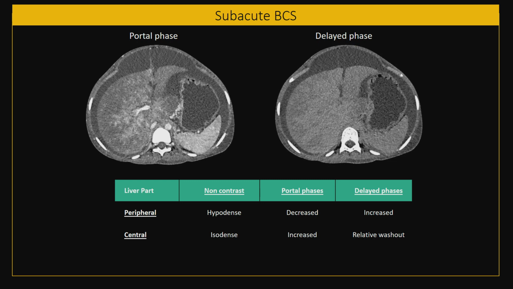So inflow is maintained, so centrally in the portal phase you will have hyperenhancement, but in the delayed phases, because of the presence of multiple hepatic veno-venous collaterals, what happens? There is a progressive increase in the peripheral liver parenchyma enhancement. So in the delayed phase, the peripheral enhancement is increased with some relative washout centrally. This is typically called the flip-flop pattern of enhancement in Budd-Chiari.